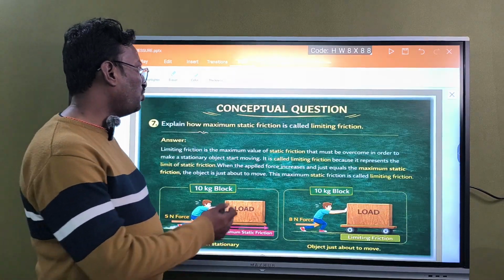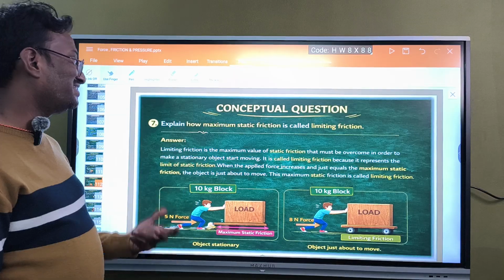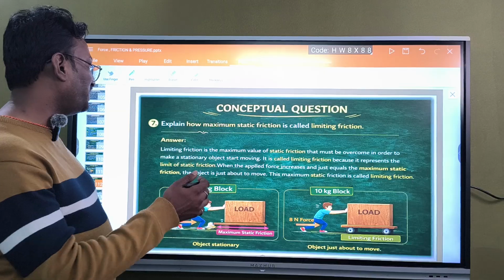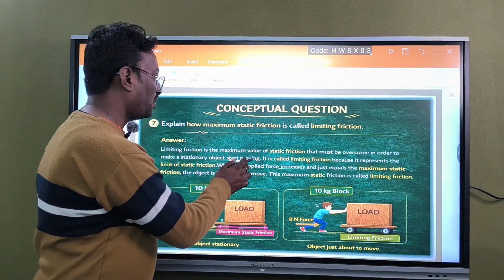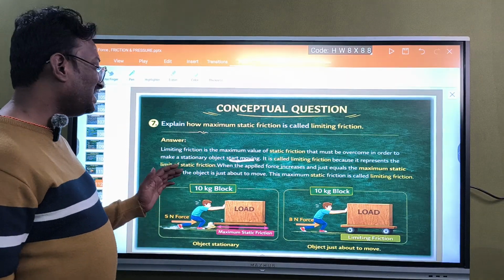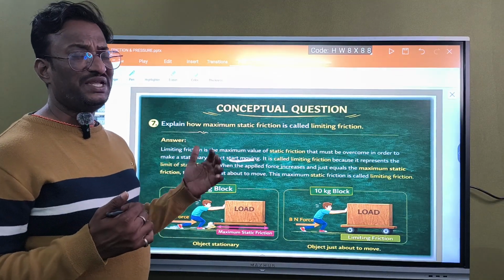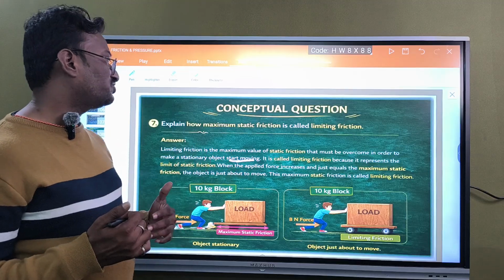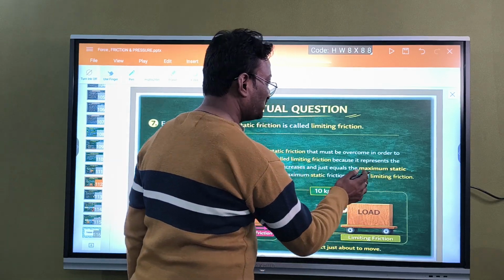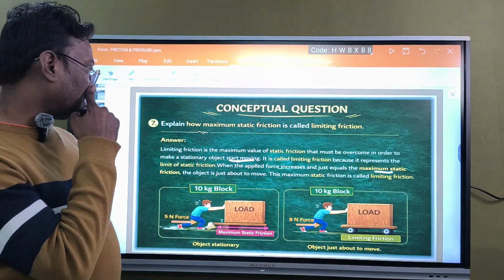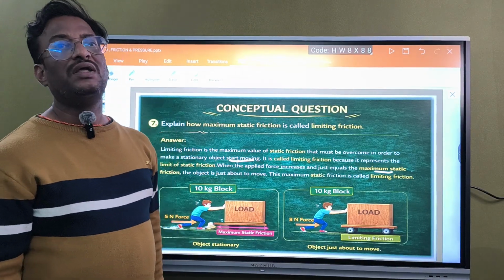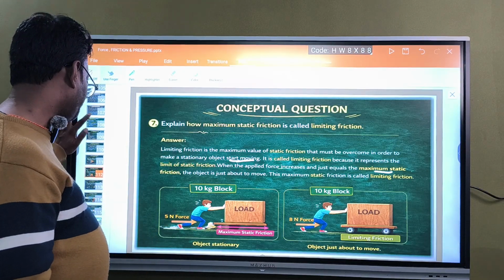And next thing is, explain how maximum static friction is called limiting friction. Limiting friction is the maximum value of static friction that must be overcome in order to make a stationary object start moving. It is called limiting friction because it represents the limit of static friction. When the applied force increases and just equals the maximum static friction, the object is just about to move. This maximum static friction is called limiting friction.